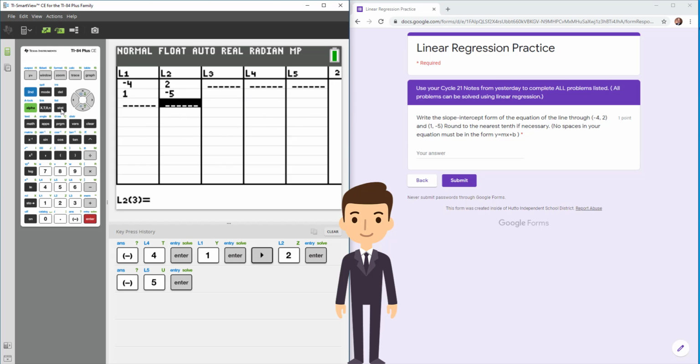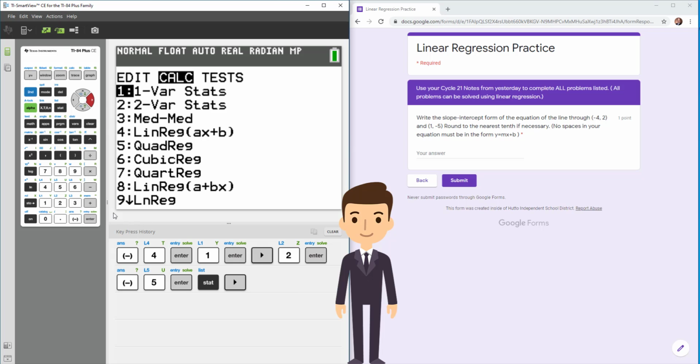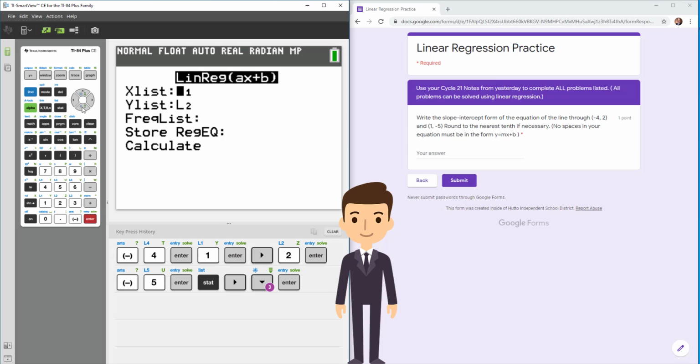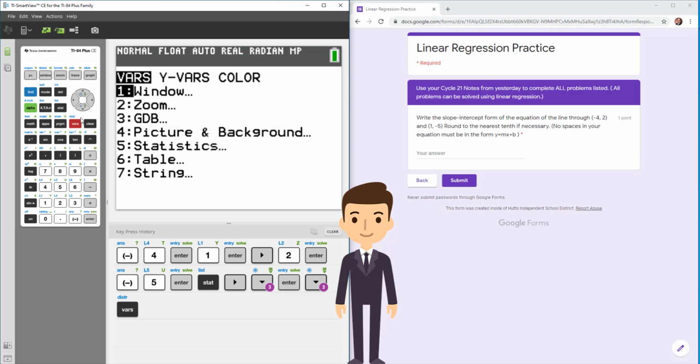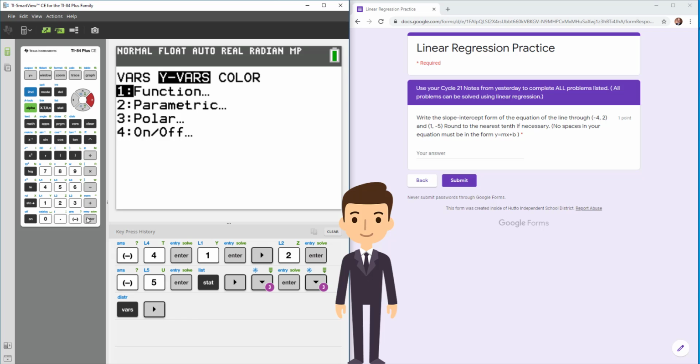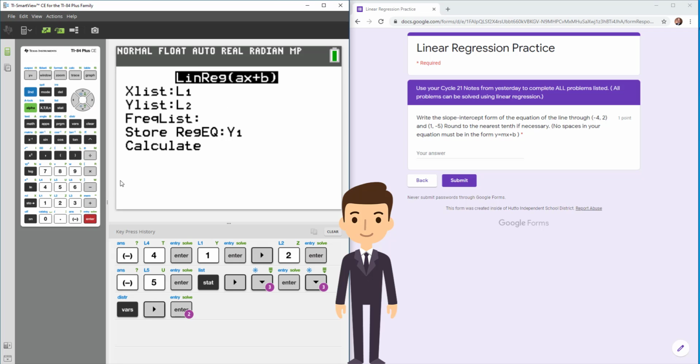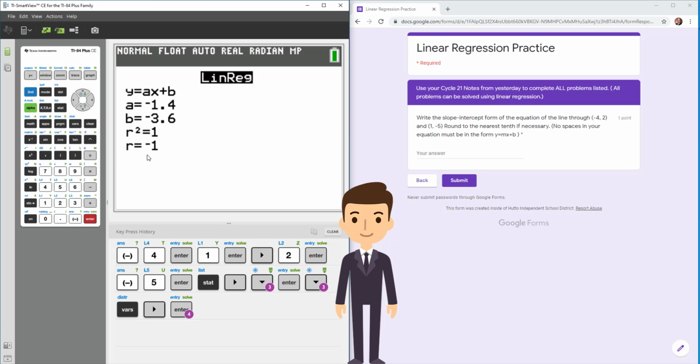Now I'm going to do Stat Calc. Going to go down to linear regression, right? Going to go down to store my regression in Y Vars. I'm going to go to Function, Y1. It's actually not even necessary for this problem, but I just like to get in the habit of doing it. It's a nice thing to have in case I want to look at the data later.